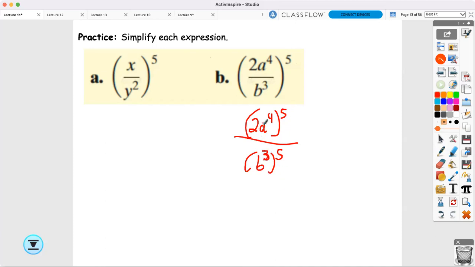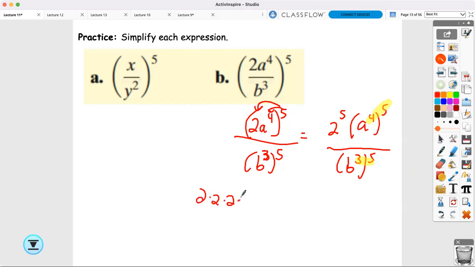Well, the top part, there's 2 of these things, 2 and a to the 4th. So we know that the 5 is going to distribute to the 2 and to the a to the 4th. So we're going to get 2 to the 5th, a to the 4th to the 5th, just like the bottom is b to the 3rd to the 5th. When we have a power to a power, guys, we're technically multiplying the 2 numbers. Well, and we know 2 to the 5th is just 2 times 2 times 2 times 2 times 2, which when you multiply that out, you get 32.